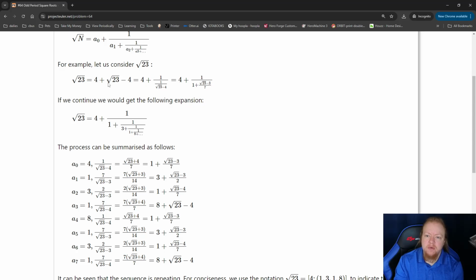So they have 4 plus square root of 23 minus 4. And then in order to convert that to a 1 over fraction, they have 1 over square root of 23 minus 4. And then 1 over the square root of 23 minus 4 is somehow equivalent to 1 plus square root of 23 minus 3 over 7. And I'm not really sure how we get there.